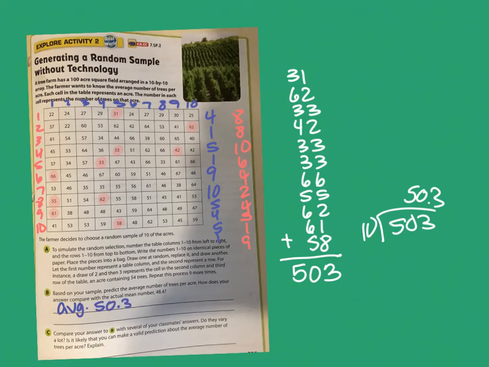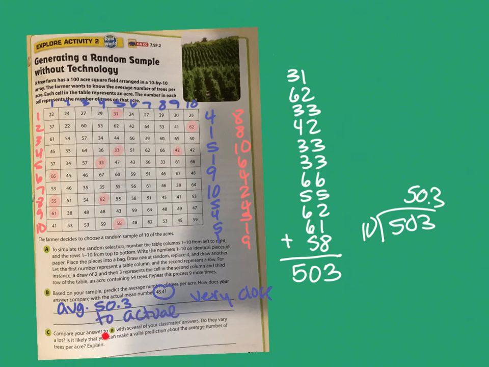Now they say, hey, now compare that to the actual. Somebody went through and added all 100 of these and divided by 100 to get the actual mean of the whole thing. And it was 48.4. So how does my average compare to that? It's very close, right? Very close to actual.